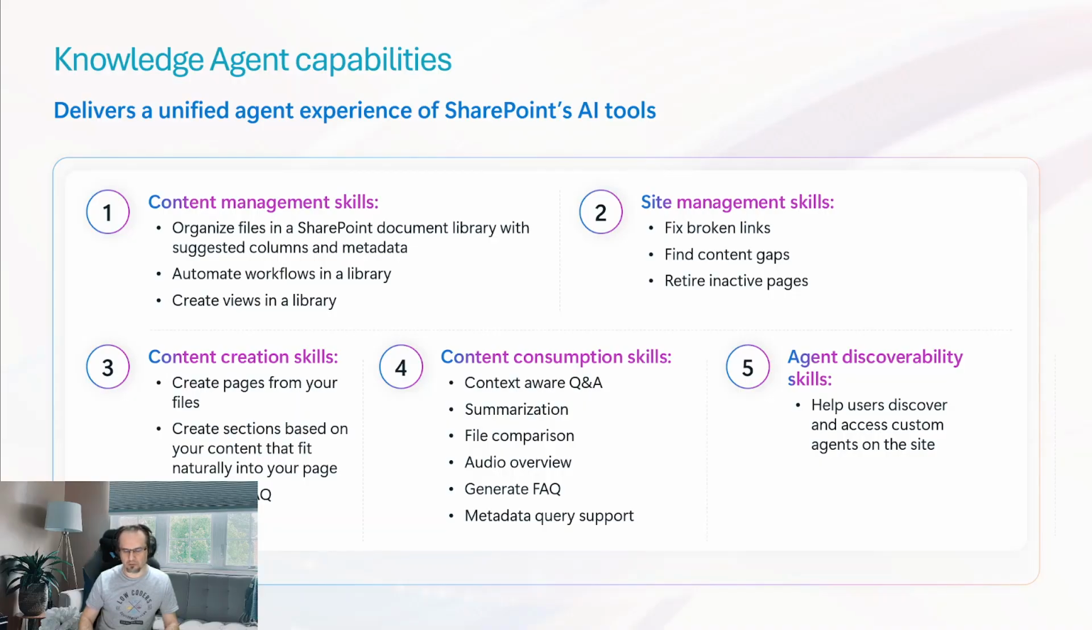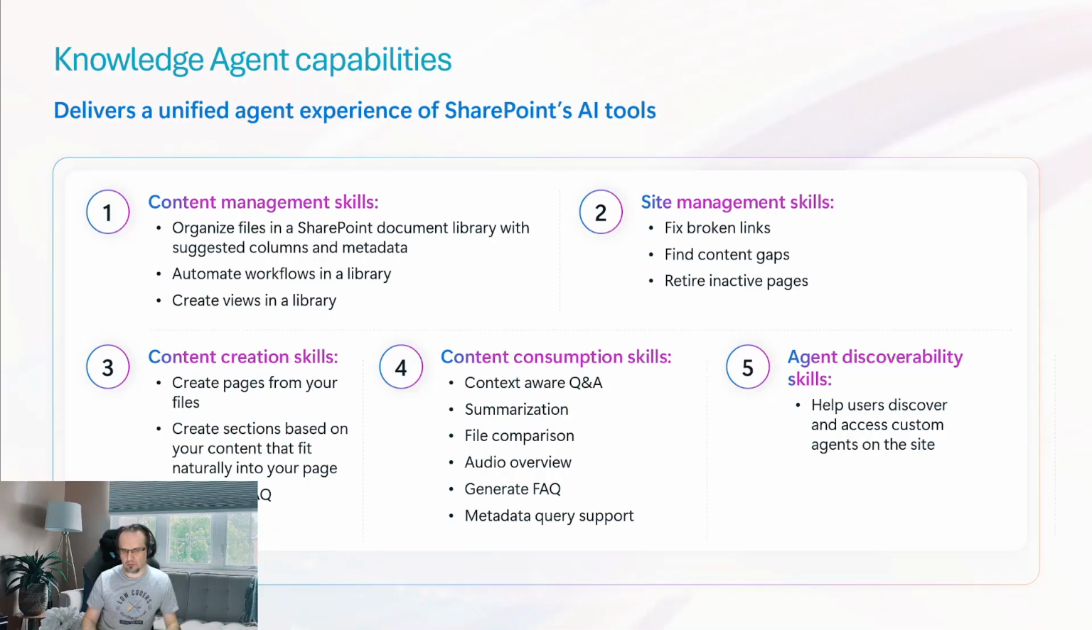Area number three, content creation skills. Those skills are available in SharePoint Knowledge Agent and also in dedicated places in SharePoint, mainly pages. You can use them to create pages from your file, from your prompt, or even from a Teams meeting recording. You can create custom sections, an entire section using AI based on a prompt or on your documents. You can use the dedicated FAQ web part to create a dynamic and AI-powered FAQ web part.